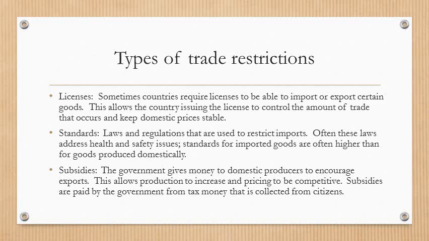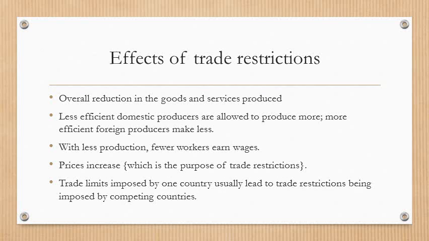Subsidies. The government gives money to domestic producers to encourage exports. This may be money that allows them to increase their production, or it may be money that helps them sell their goods at a higher price. This allows production to increase and pricing to be more competitive. Subsidies are paid by the government from tax money that is collected from you and me, the citizens.